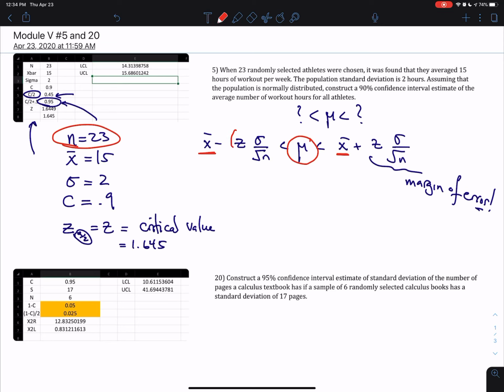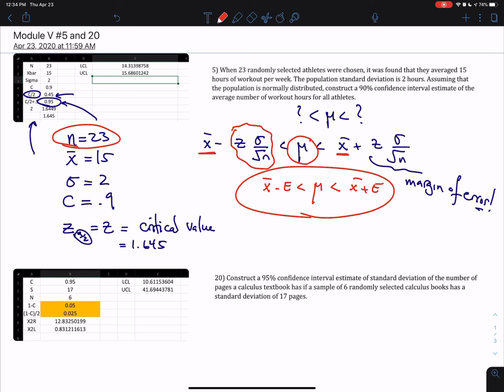And then you calculate the error involved in the computation, and then it will be x bar minus the error will bound the mean, and x bar plus the error. So it's like an estimate, like a plus minus. So you're estimating the average with the sample average plus or minus some value.